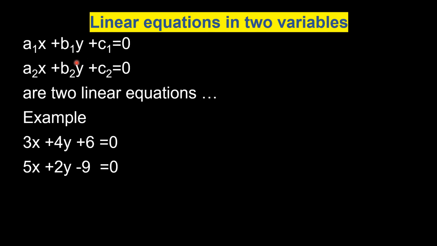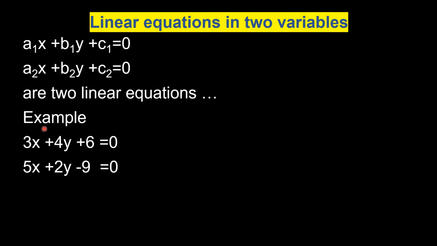See, the standard form of linear equation is a1x plus b1y plus c1 equal to 0. And if there are two equations, that can be written as a1x plus b1y plus c1 equal to 0 is the first equation, a2x plus b2y plus c2 equal to 0 is the second equation.